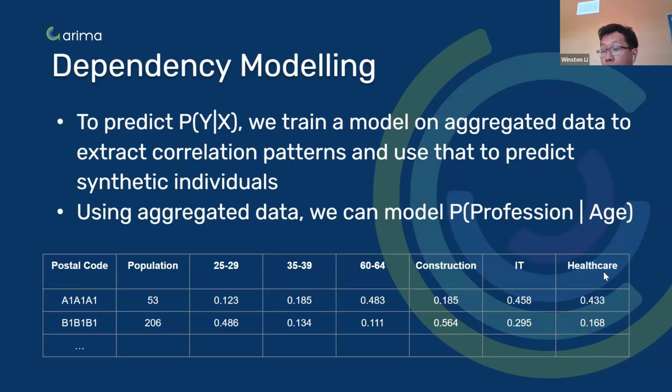Similarly, we know that people in healthcare are typically very well educated. Maybe you're a doctor and you need your MD, or you need your advanced training. So if you were to look at correlations at the postal code level, you would probably find that postal codes with an increasing number of healthcare professionals tend to also have people with higher educations. Again, these are just patterns that you'll find from working with postal code level data or aggregated level data. And it's based on this correlation pattern that we assign values to individuals.